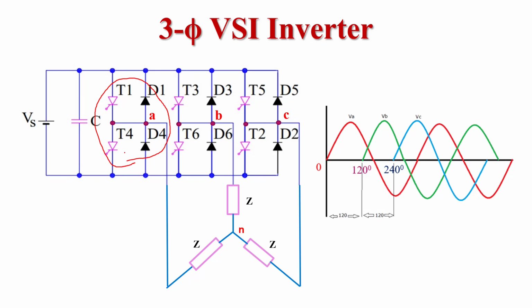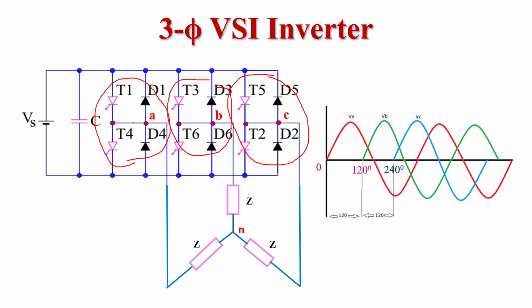This is segment 1, having two thyristors, T1 and T4. This is segment 2. Segment 2 again consists of two thyristors, T3 and T6, and this is segment 3. Segment 3 also consists of two thyristors, T5 and T2. This is phase A, this is phase B, and this is phase C.